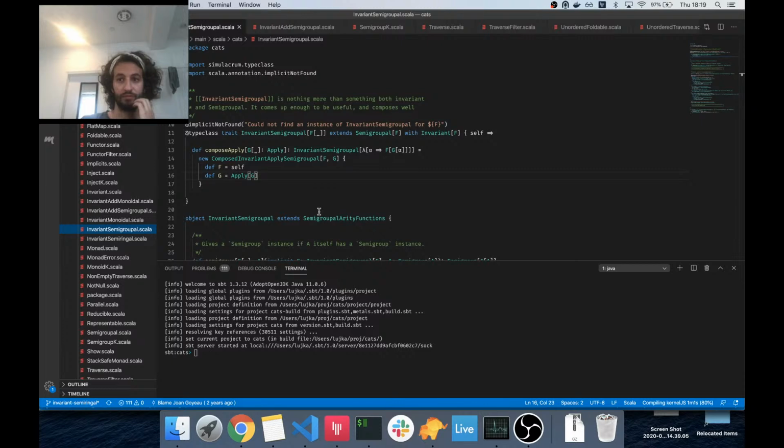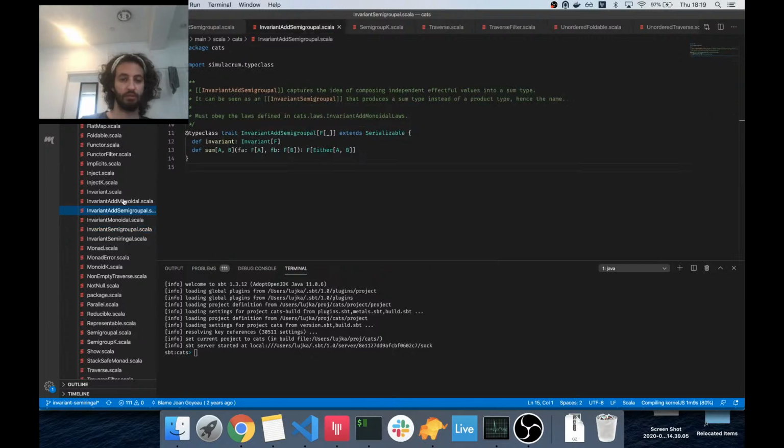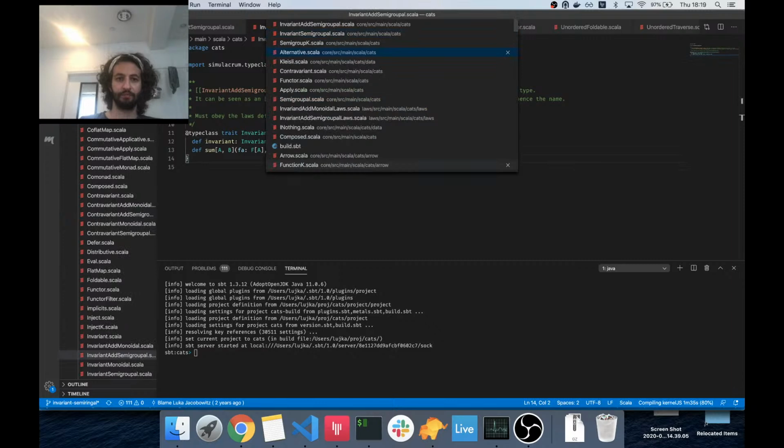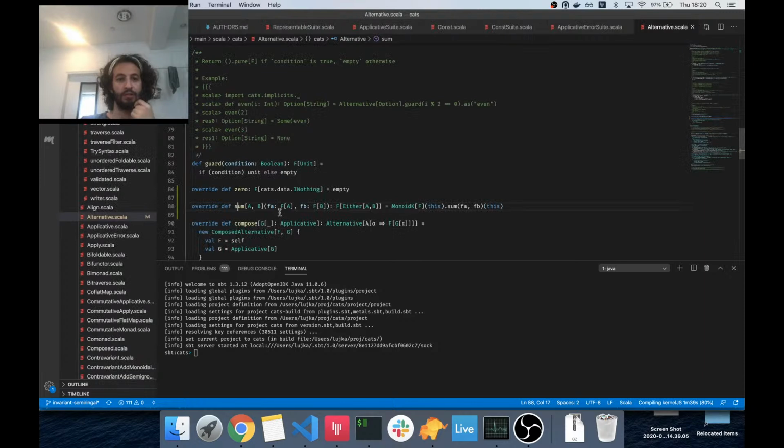This is also called sum, and I think we might have a clash here because at the end, alternative, as we saw, will extend both of them. And so what I had to do here in order to actually implement this was call the monoid K method with itself as the implicit evidence. So I'm not sure if we should just rename this thing.